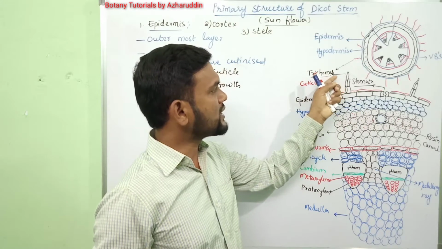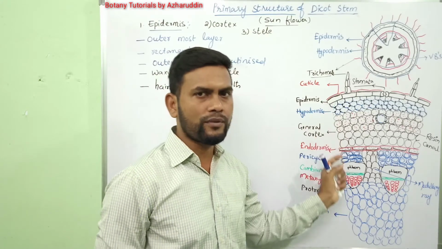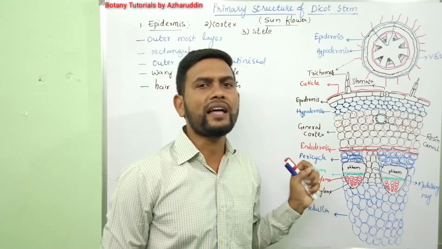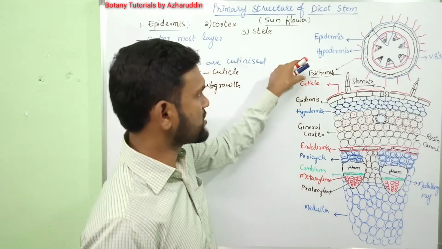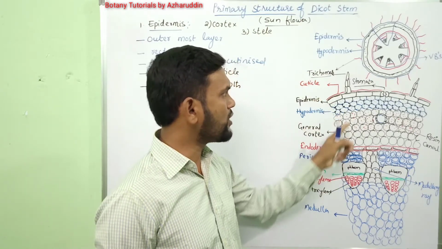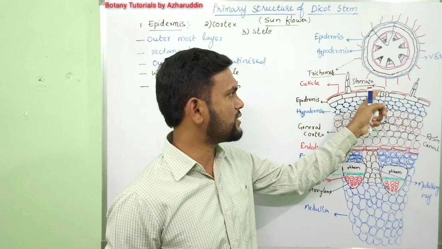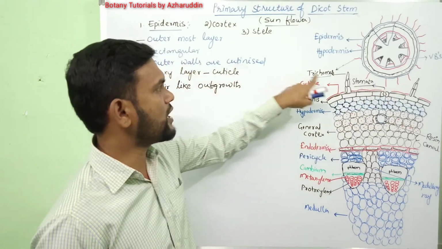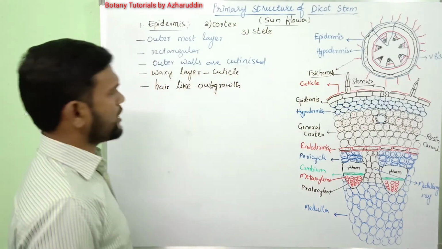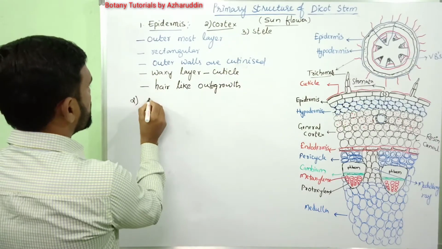These trichomes check transpiration, that means they prevent the loss of water from the plant body, or from the stem. Along with that, these trichomes prevent the entry of pathogenic microorganisms. This is the function of trichomes. And epidermis gives protection to the inner parts of the plant body. Stomata help in transpiration. Along with that, they help in gaseous exchange. Trichomes are helpful in prevention of loss of water. You understand? Next, coming to the next part, that is cortex. Second zone is cortex.